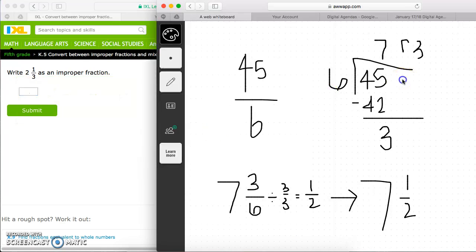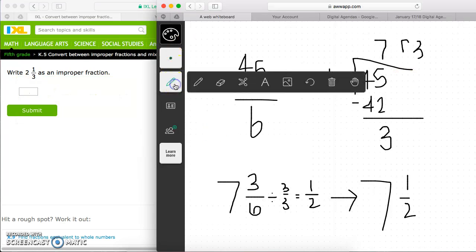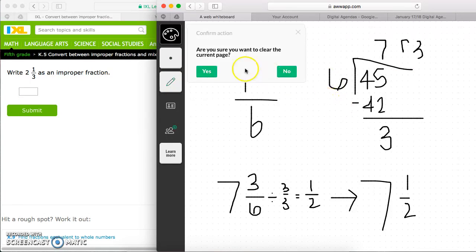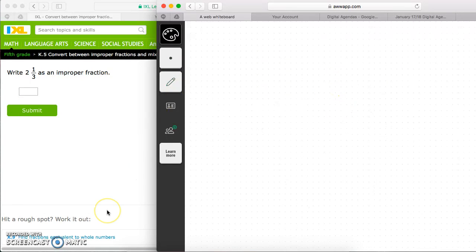Okay, so now I have 2 and 1/3, and I need to write this as an improper fraction. So the way that I can do this is either with pictures again or using multiplication and addition. Let's do both just for fun.